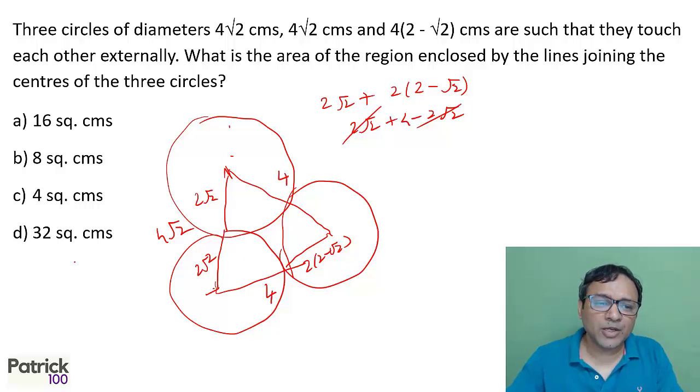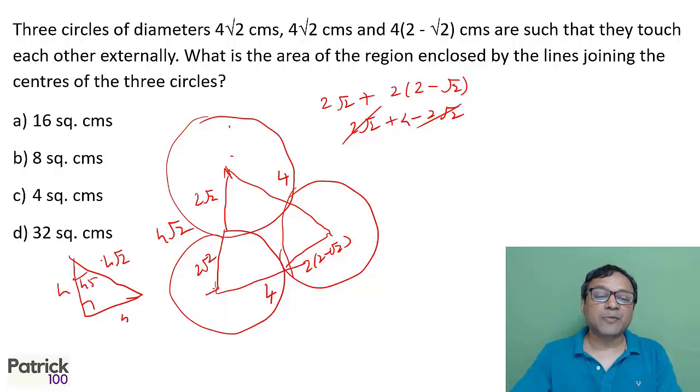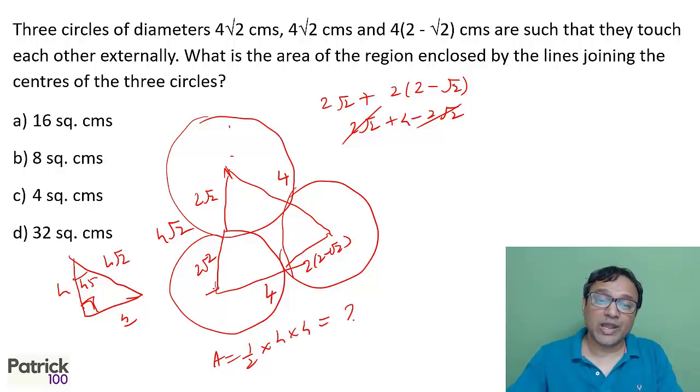If you notice properly, two sides are 4 and one side is 4 root 2, which means it is a 45, 45, 90 triangle, because the hypotenuse is root 2 times the side. Since it is a right angle triangle, the area will be half into the product of perpendicular sides, which will give you 8 square centimeters. B option.